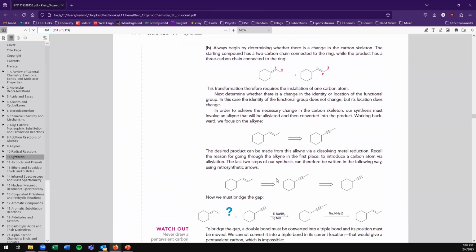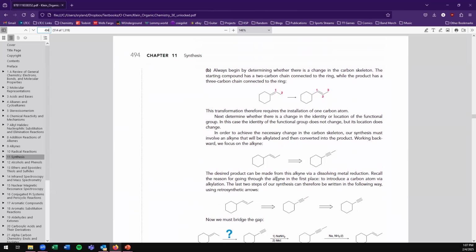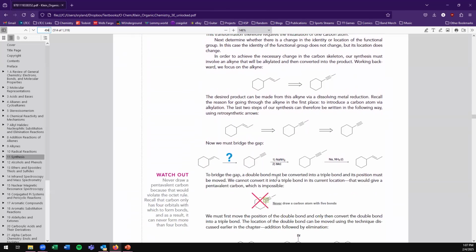All right, and the second one, we're just trying to add 1 carbon. So this would be a good case for using methyl iodide. So here's our option down here. If we start by turning this into a terminal alkyne, and then deprotonate it and add methyl iodide, we get this, which then we can do the dissolving metal reaction to get the trans. Right, if we wanted the cis, we would use the Lindlar's catalyst.